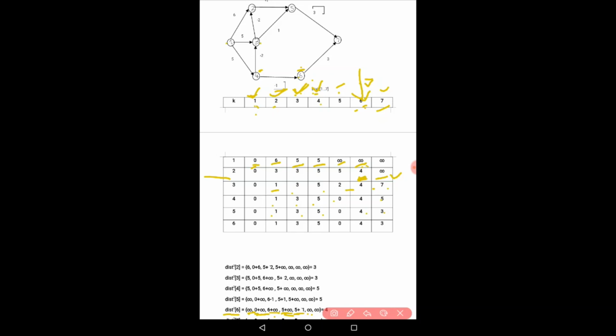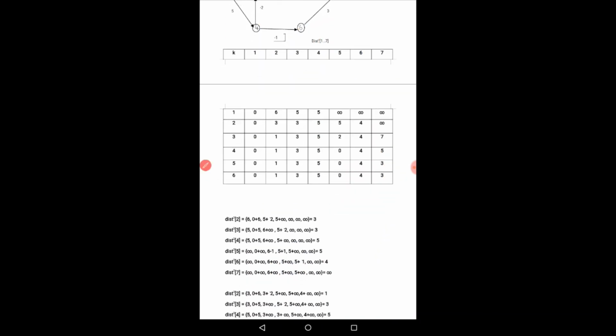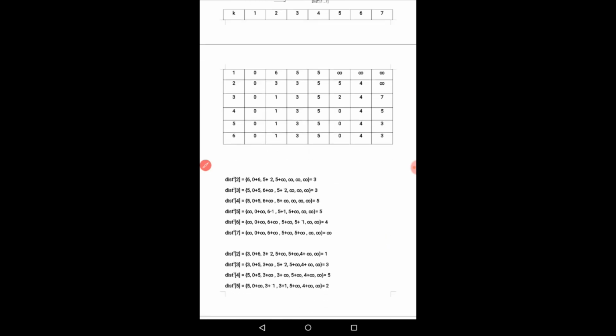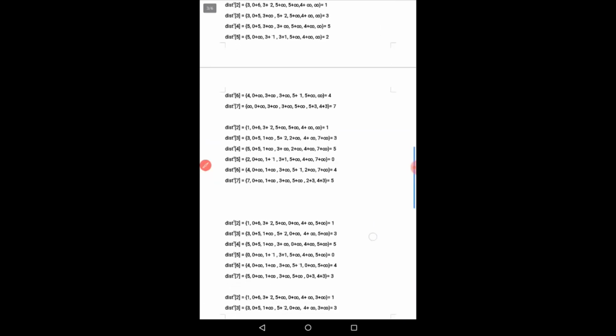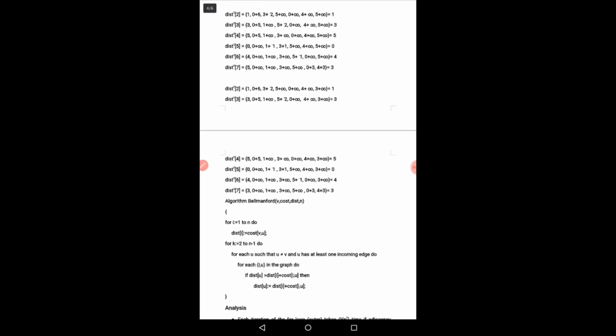For the third row, k value is 3. So the third row again I had to fill like the distance 3 to 3, 3 to 4, 3 to 5, like this we will continuously fill those values up to k value 6. We'll get the last final values over here.